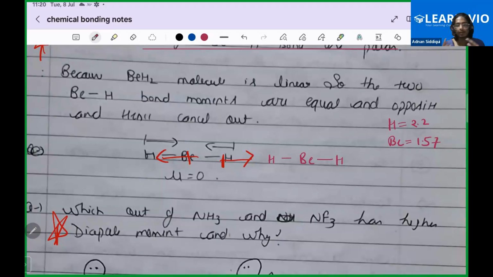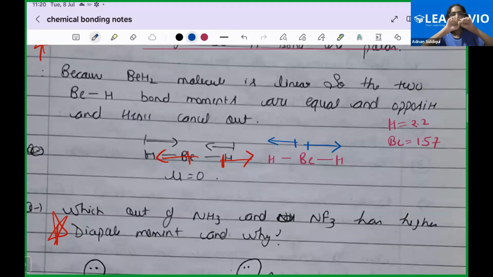Now, if I am drawing my BeH2 molecule, why am I drawing it specifically in this manner? We talked about this while discussing hybridization, right? If you check the hybridization of this molecule, it is going to be sp, and sp molecules are linear. Now, the dipole moment is going to be like this from beryllium to hydrogen because hydrogen is more electronegative, right? And again from here to here. Now what you are observing, there are equal and opposite dipoles. If hydrogen is pulling the electron density from left to right, the other hydrogen is also pulling the electron density from right to left.